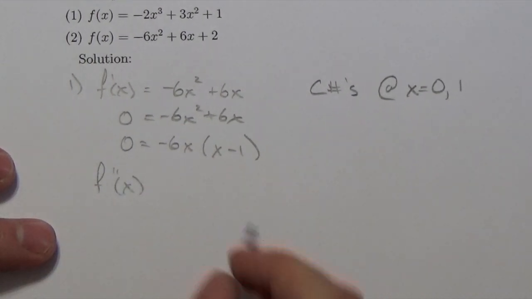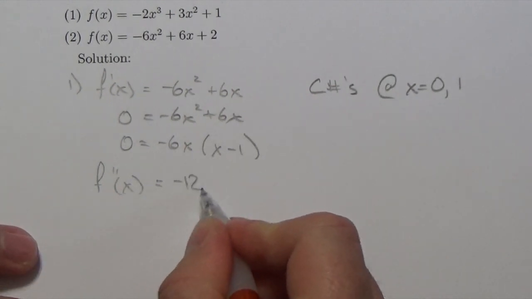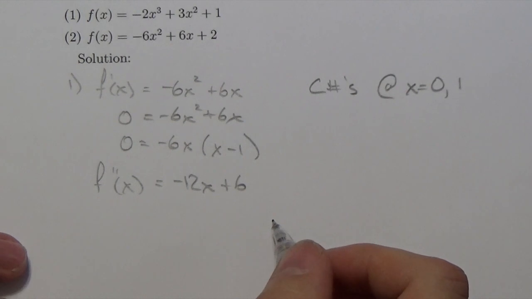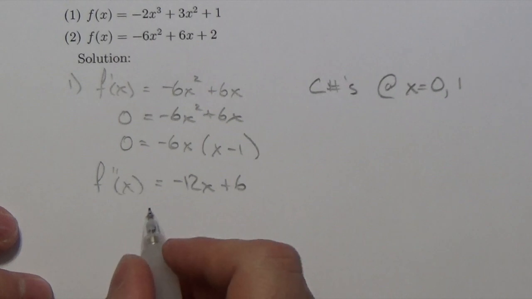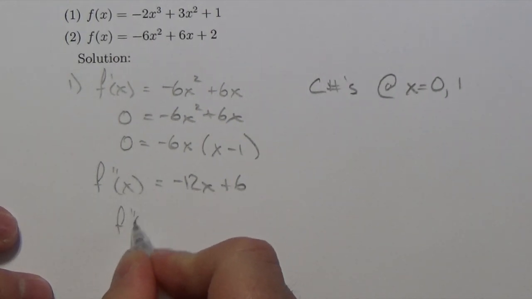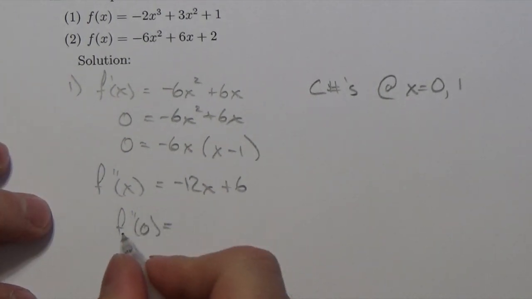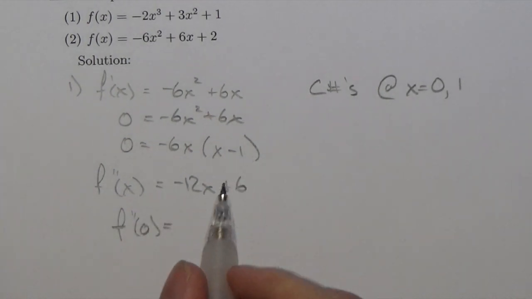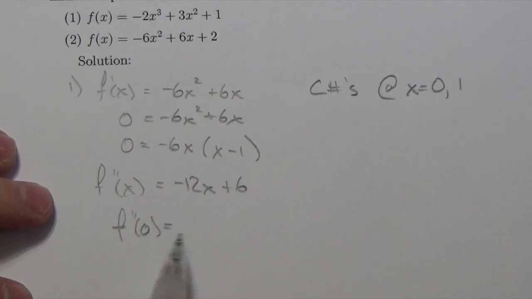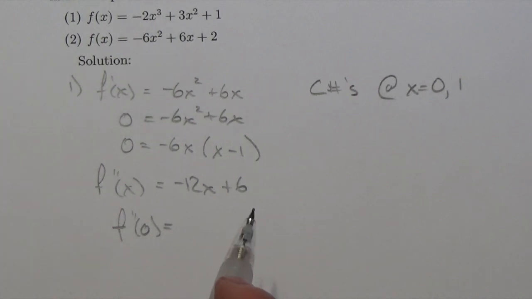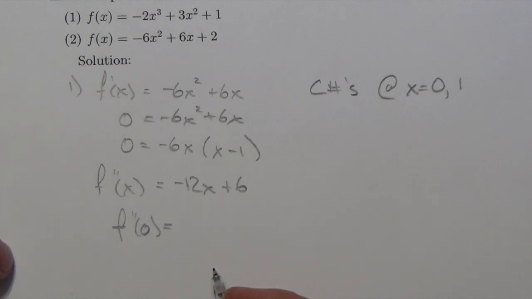at those critical numbers. The second derivative is negative 12x plus 6. So let's see what's going on at 0 here. There's my second derivative. Now I've watched a lot of students get confused at this point. Notice I'm not setting the second derivative equal to 0. I'm evaluating it at 0. I'm trying to figure out what the concavity is when the slope is horizontal.